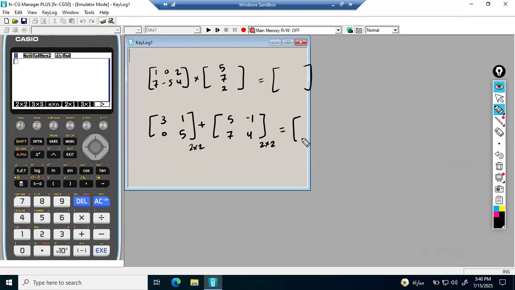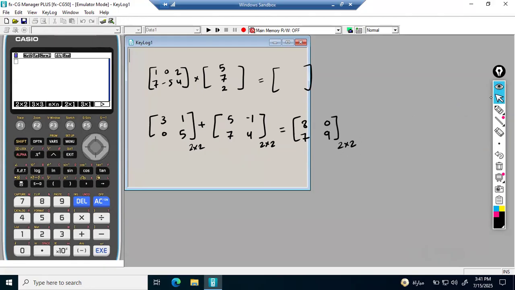The resulting matrix should also be the same dimensions, because if we want to add these two matrices, we add 3 plus 5, which is 8, 1 plus -1, which is 0, 0 plus 7, which is 7, and 5 plus 4, which is 9. So this is also a 2x2 matrix. Let's try to do it on the calculator.